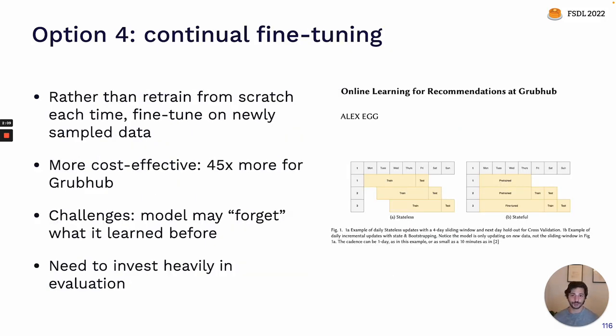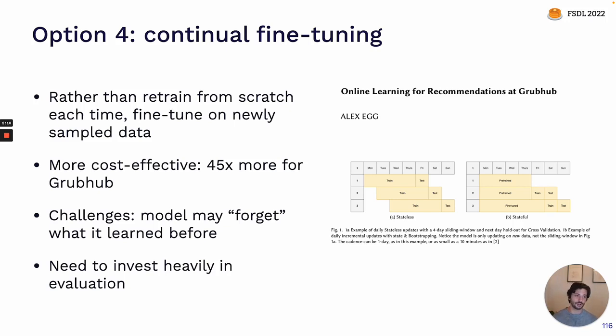The last option that we'll discuss, which is not recommended to do today, is continual fine-tuning. The way this works is rather than retraining from scratch every single time, instead just only train your existing model on just new data. The reason why you might want to do this primarily is because it's much more cost effective. The paper on the right shares some findings from Grubhub where they found a 45x cost improvement by doing this technique relative to sliding windows.